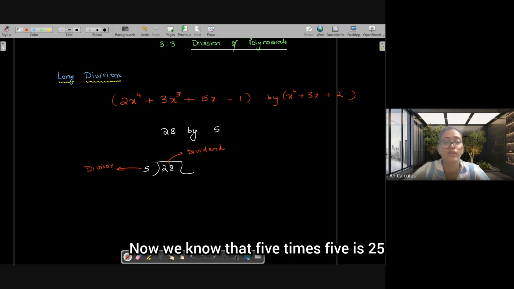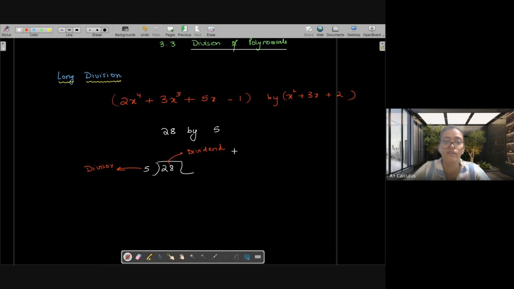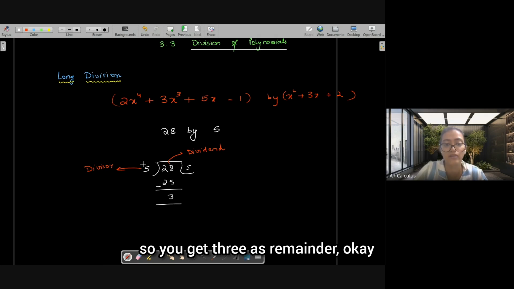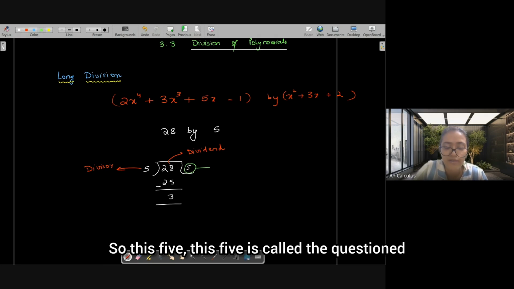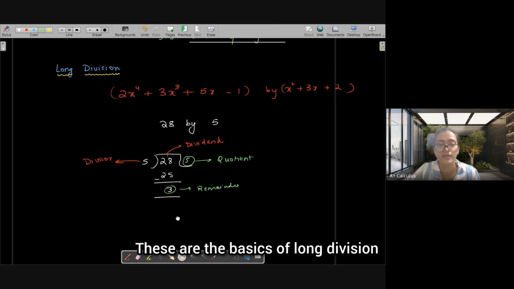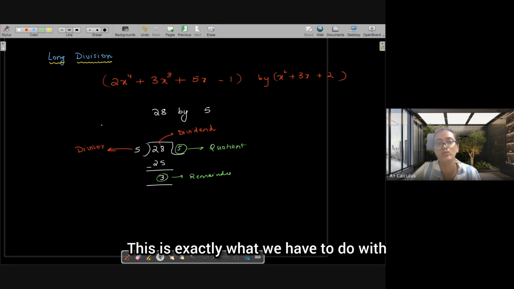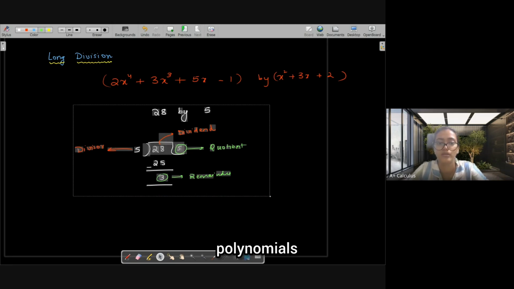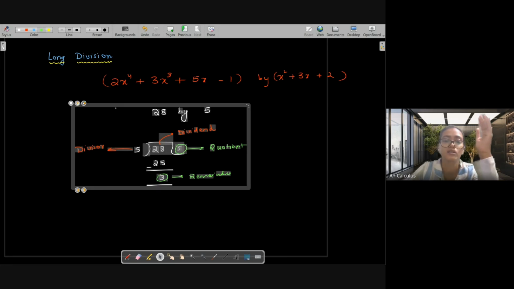Now, we know that 5 times 5 is 25. So we write a 5 here, 25, and then you subtract, so you get 3 as remainder. So this 5 is called the quotient, and this 3 is the remainder. These are the basics of long division. This is exactly what we have to do with polynomials. Mainly we want to find out the quotient and the remainder.